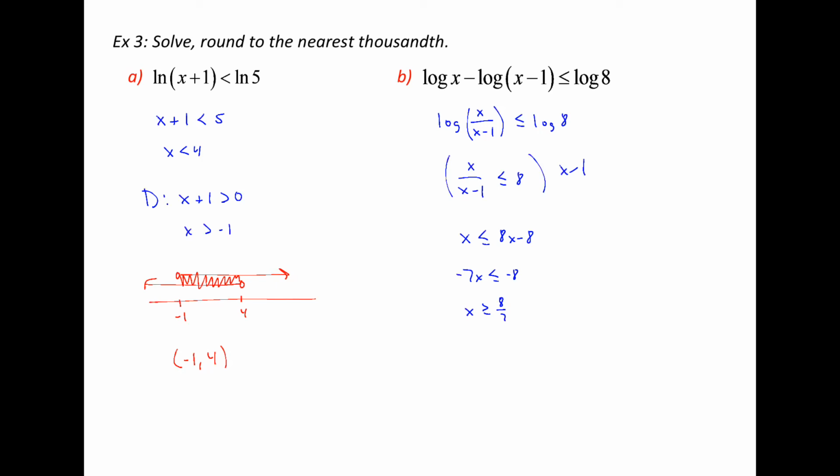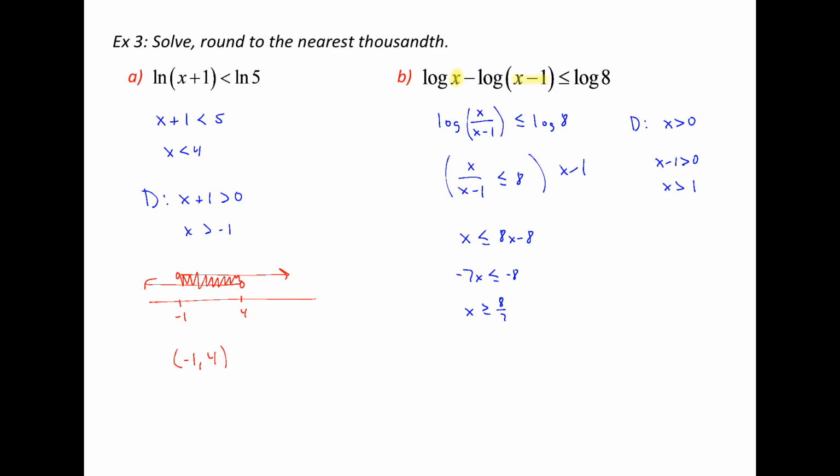Now we need to look at the domain, and we actually have two restrictions here. The first one is just the x. So here we know that x must be greater than 0. The second one is x minus 1. So here we know that x minus 1 must also be greater than 0, which means x is greater than 1. So even though the first one could be 0.5, it wouldn't satisfy the second logarithm.